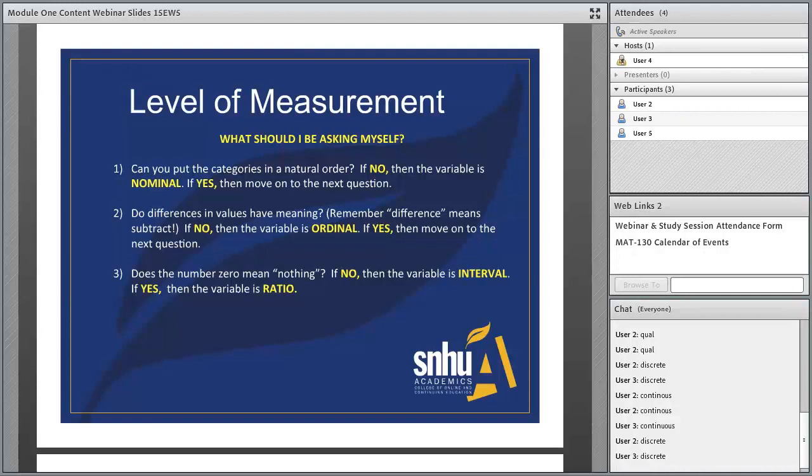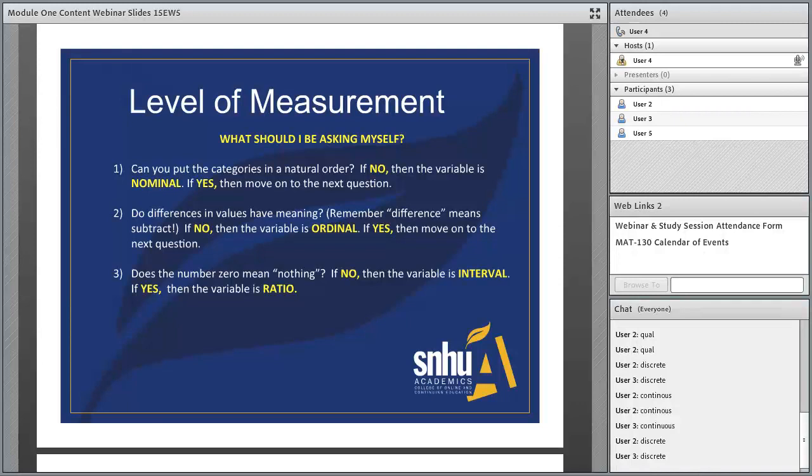Whereas if I said, what's your favorite sport out of football, baseball, soccer, and hockey, I could just as easily have said, what's your favorite sport out of hockey, soccer, baseball, and football. There's no natural order to those answers. So that's the first question you want to ask yourselves: is there a natural order? If there is, then we'll move on to the next question.